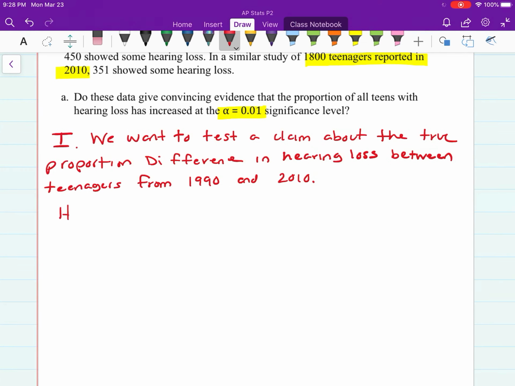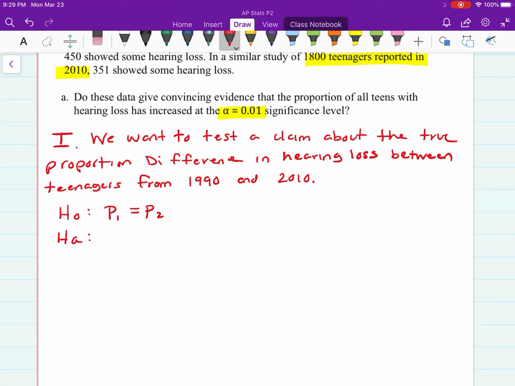Okay, now we also need a null hypothesis and we need an alternate hypothesis. In your null hypothesis, you're just going to say that there's no difference in these proportions. The proportion of teenagers that had hearing loss in 1990 is the same as the proportion of teenagers that had hearing loss in 2010. And one way that you can say that is that P1 equals P2. The two proportions are the same. And we'll write down what P1 and P2 is contextually in a moment.